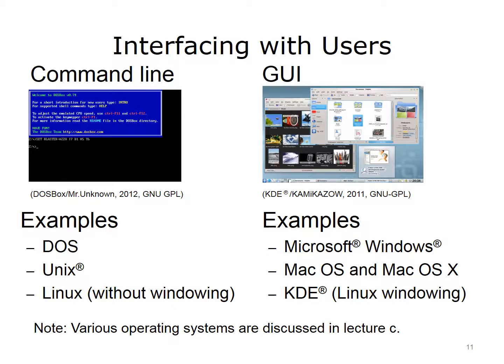Operating systems interface with users in several different ways. One way is through the command line. In this paradigm, the user types commands to interact with the OS. So instead of starting a program by clicking on an icon, the user would type the full path to and name of the program to get it to run. Some operating systems that use command lines are DOS, Unix, and Linux.